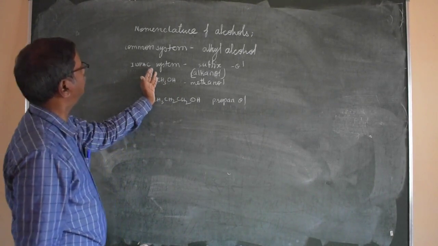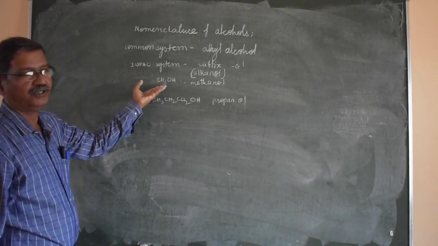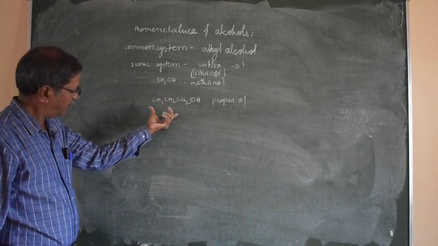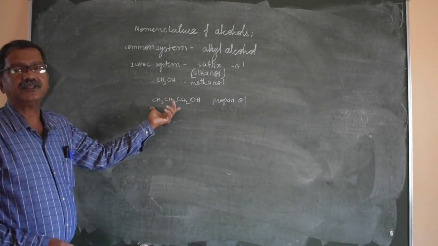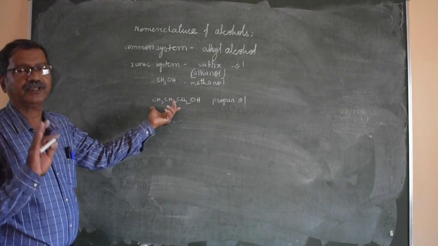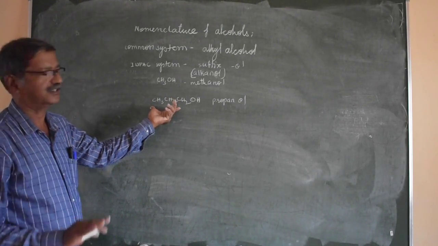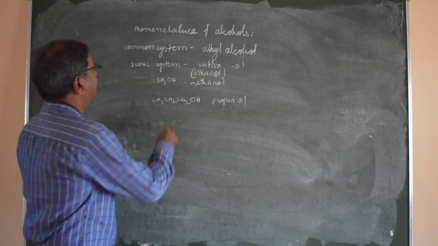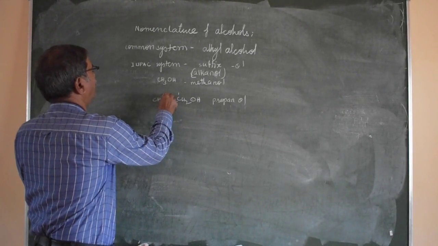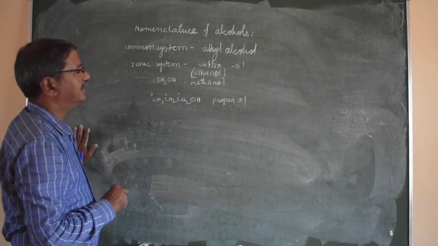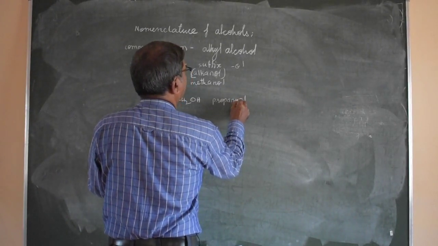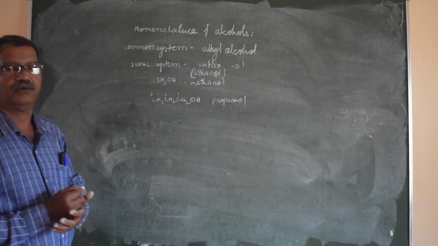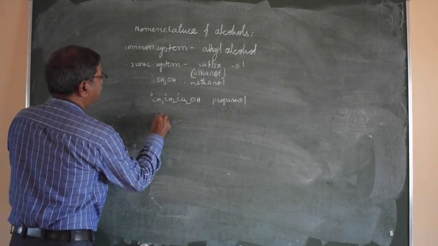Here the numbering of the carbon does not arise because we have only 1 carbon atom. But whenever we have 3 or more carbon atoms, you must number the carbon from the end nearer to the functional group. So here it's carbon number 1, 2, 3. So it is propan-1-ol. Propan-1-ol.